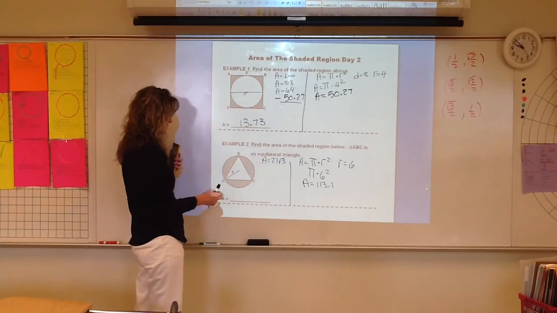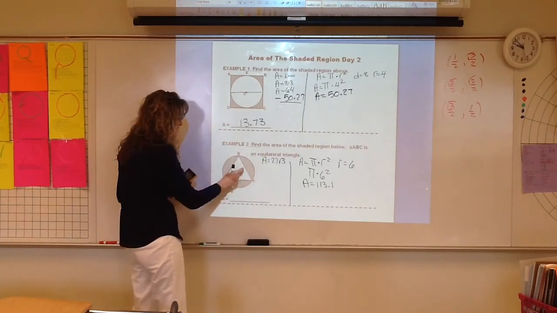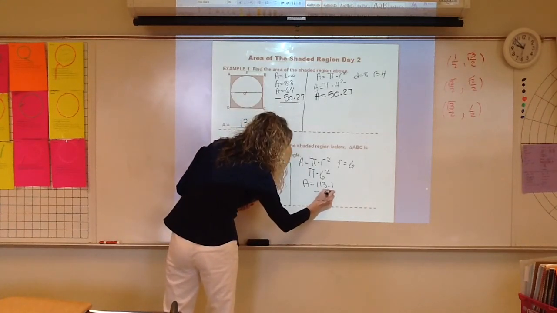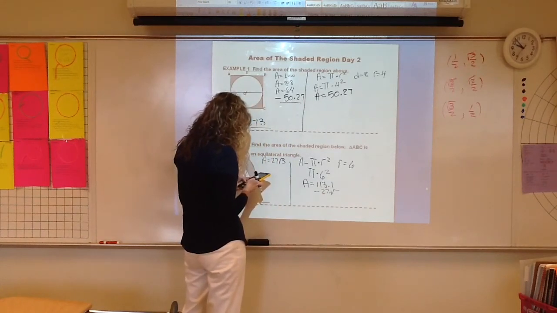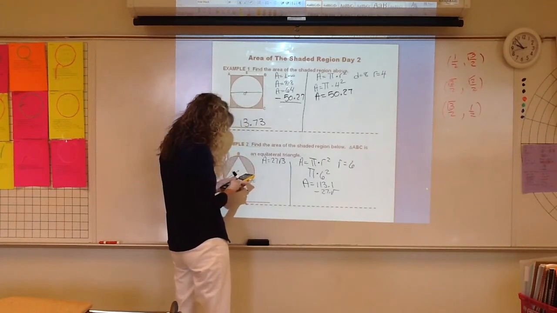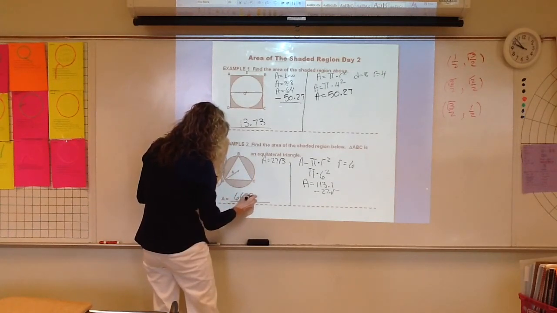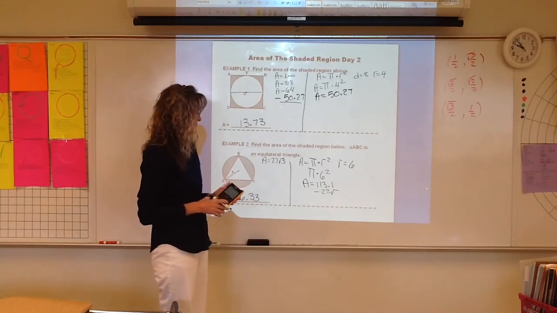So I'm going to subtract. Who am I subtracting? Who am I taking off? I'm taking off the triangle. So I'm going to subtract this area from this area. So I'm going to subtract 27 square roots of 3. So I'm going to go 113 and 1/10 minus 27 square roots of 3. 2 decimals, and it's going to be 66 and 33 hundredths.